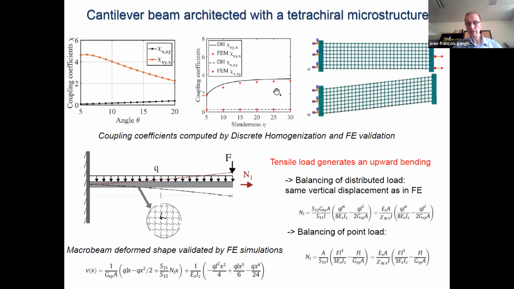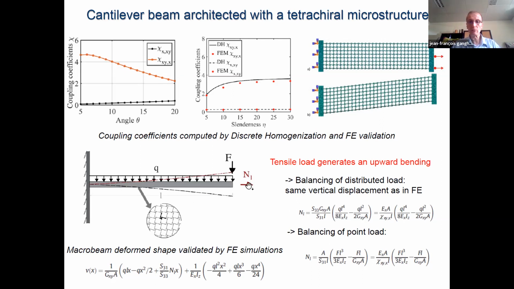Now we can actually evaluate in closed form the tensile loading, which is either due to a distributed load, where Q is a load per unit length along the span of the beam, or we can apply a vertical shear load at the extremity of the beam. In both cases, we are able to express in closed form the normal reaction.